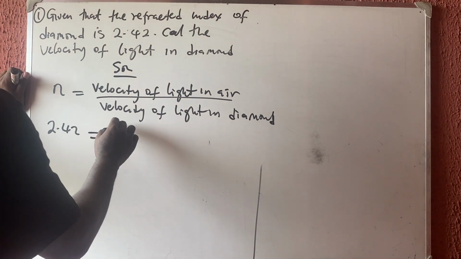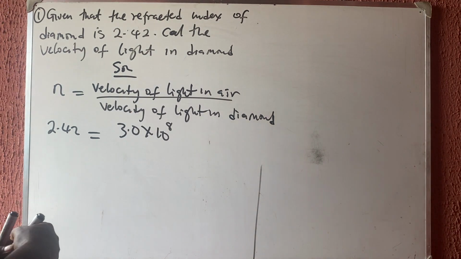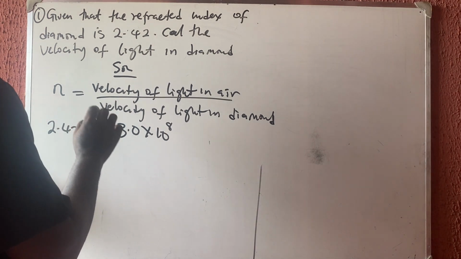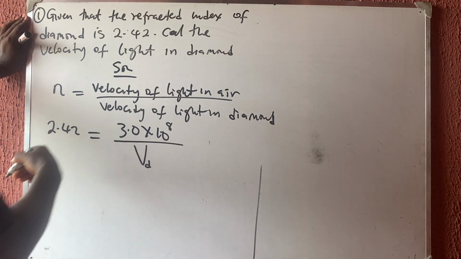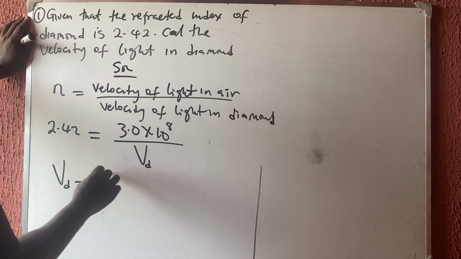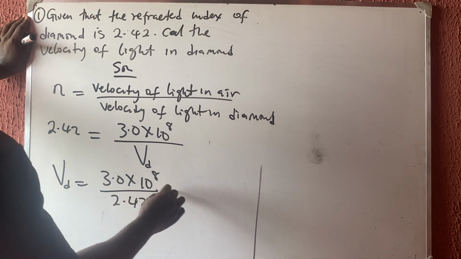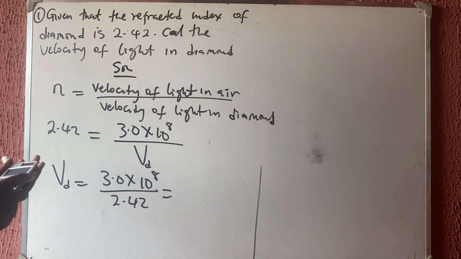The speed of light in air is always 3.0 times 10 raised to power 8 meters per second. They will never give it to you, you should know it. So 3.0 times 10 raised to power 8 is the velocity of light, divided by the velocity of diamond. If I cross multiply, the velocity of diamond is simply 3.0 times 10 raised to power 8 divided by 2.42. If you do that, you are going to get your result.